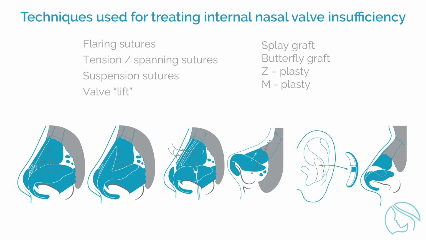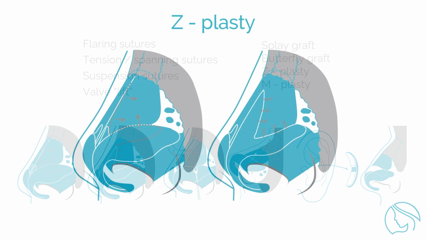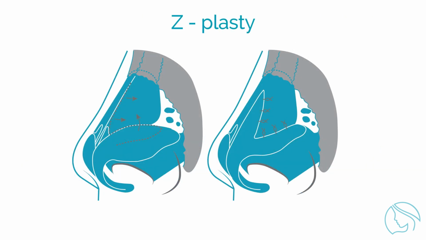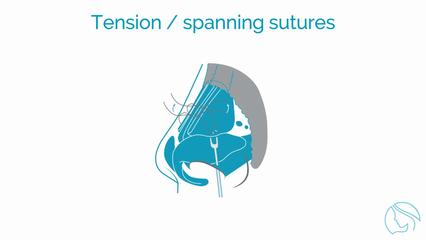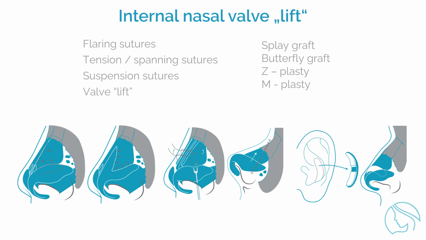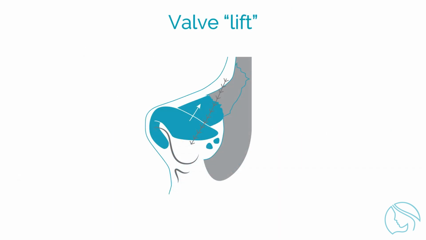There are also different types of sutures which can be used to expand the nasal valve. From the left-hand side, the first two pictures are a Z-plasty, which is made from the upper lateral cartilages and the lower lateral cartilages. The two flaps are interposed and switched to make the internal nasal valve bigger. Then there is this third picture, like tension spanning sutures, to just lift the lateral borders of the upper lateral cartilages. And in the fourth picture, you can see the so-called valve lift procedure, when barbed surgical threads are used to elevate the internal nasal valve.